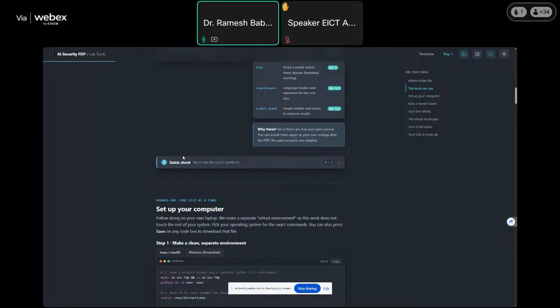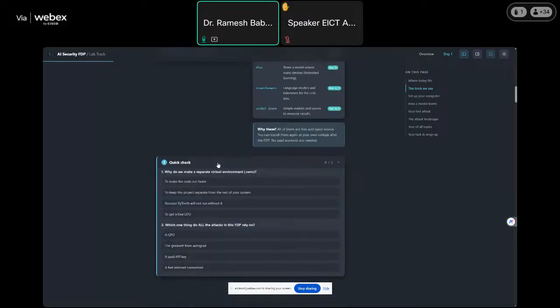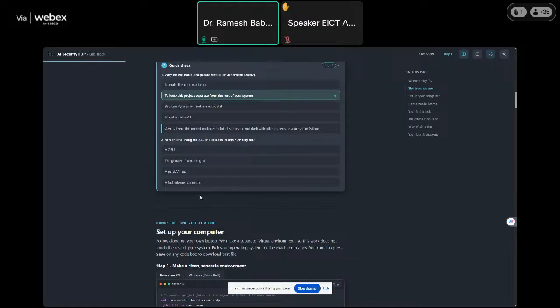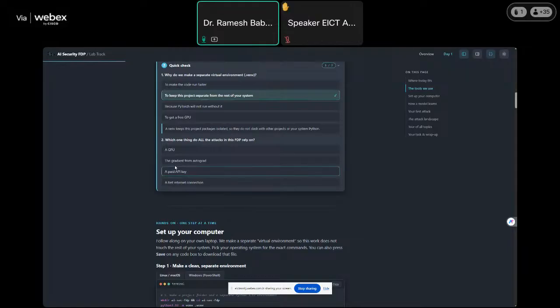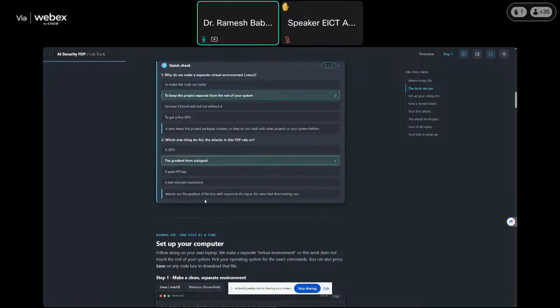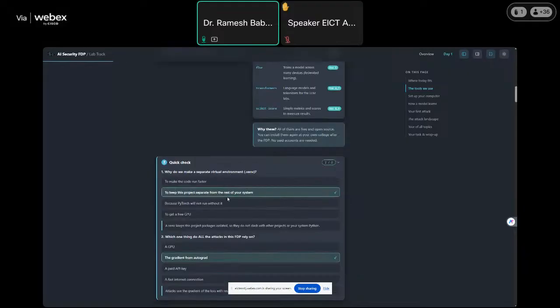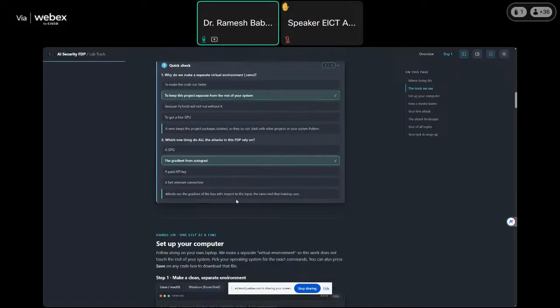Also, another thing, after each section we are having some quizzes, just for interactive purposes, so we can have a quick quiz to understand whether we are on the same page or not. Very basic stuff: why do we make a separate virtual environment? To keep the project separate from the rest of your system, that's it. And next, what do all the attacks in this FDP rely on? That will be the gradient from Autograd. So it was a kind of miscellaneous question. After each section we are going to have some quiz, and we will have some interactive sessions there.